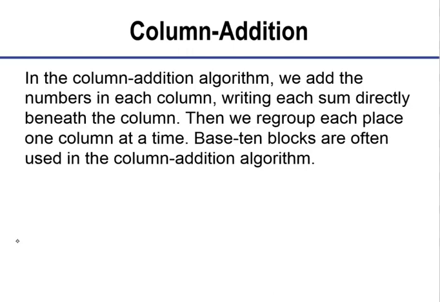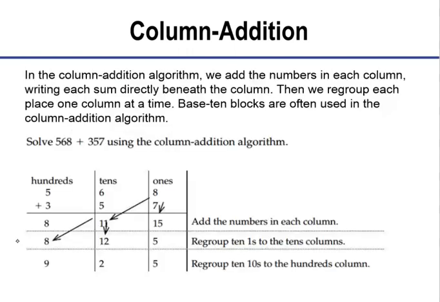How about column addition? In the column addition algorithm, we add the numbers in each column, writing each sum directly beneath the column. Then we regroup each place one column at a time. Base 10 blocks are often used in the column addition algorithm. So here we have an example. Okay, so we're adding 568 plus 357. And we have columns specified for hundreds, tens, and ones.